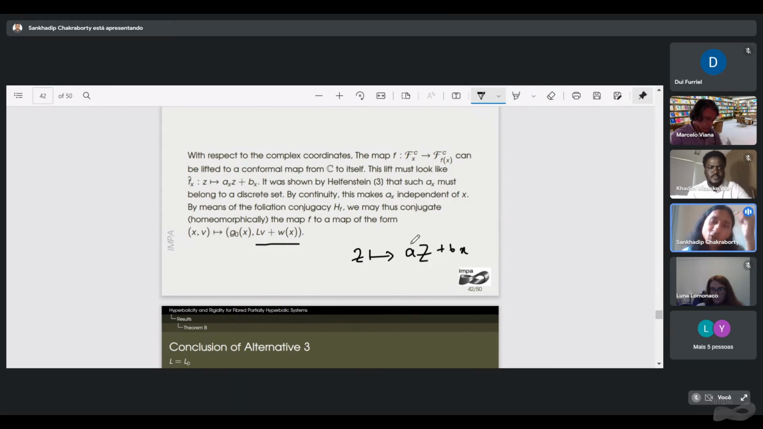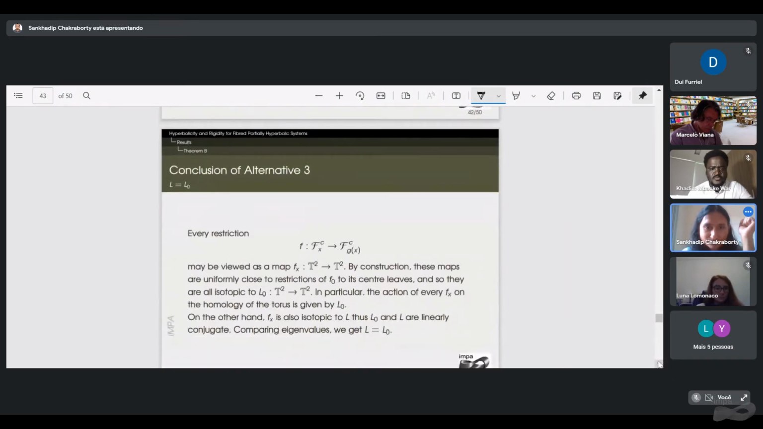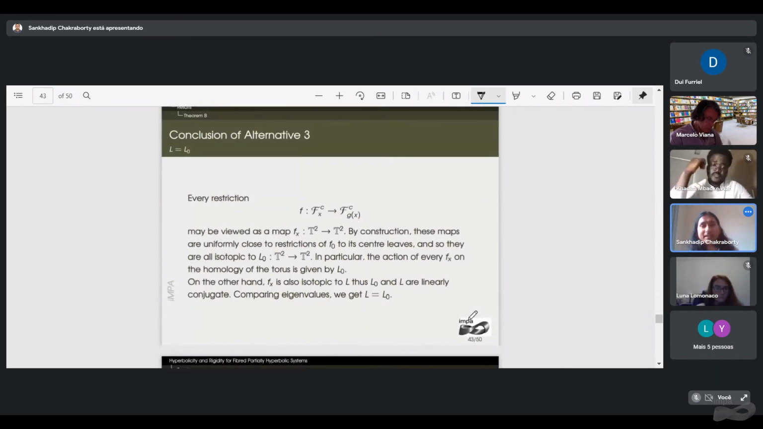Now, we do not have much information about A right now. We only know that A is constant, and when we go back to the original coordinates, this A actually gives this L. But remember, we claim that this L is actually equal to L naught. So we have to justify why this L is actually L naught.